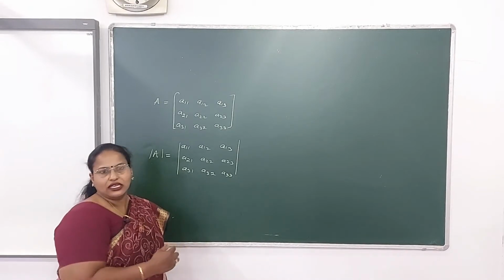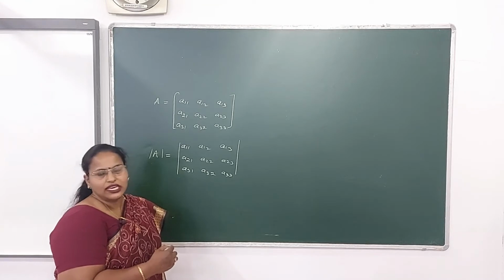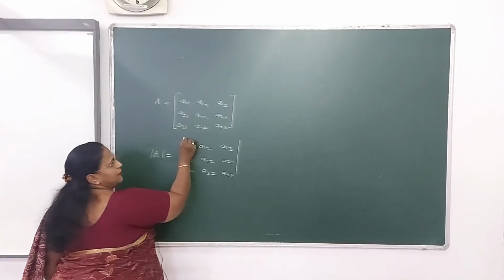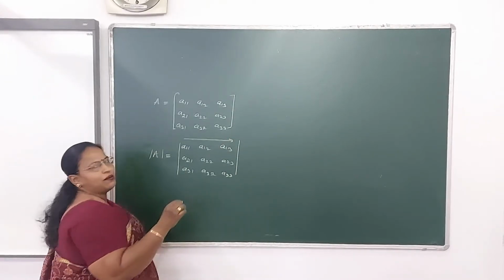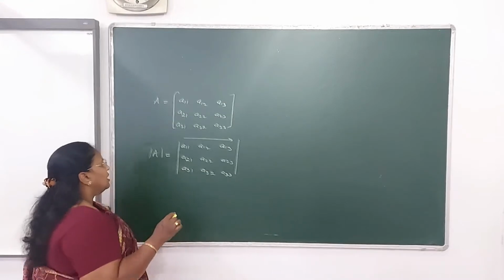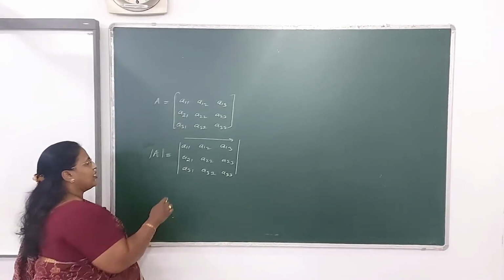Now see, you can expand it using any of the rows or any of the columns. Suppose we are expanding with the help of R1, so let us place an arrow here. This simply shows that we are expanding using R1. Now before expanding, let me make the sign clear.